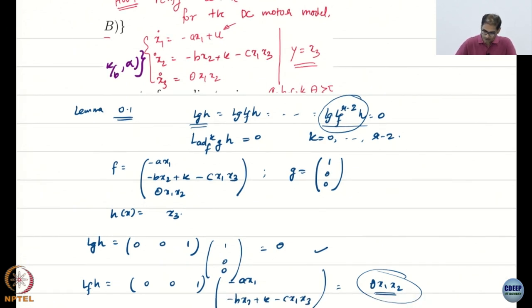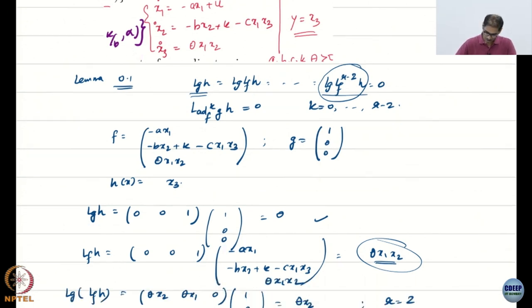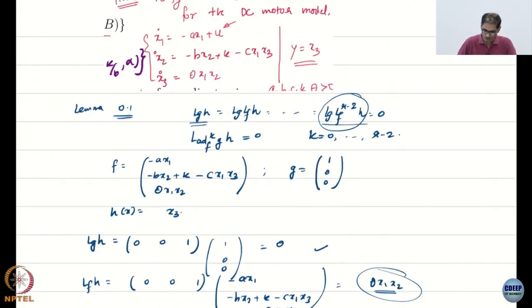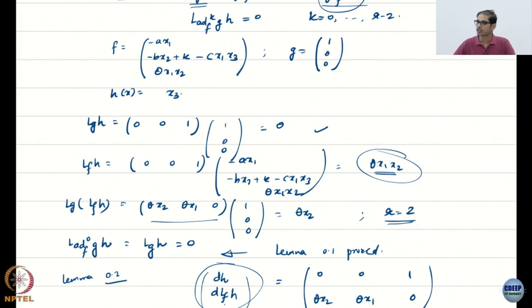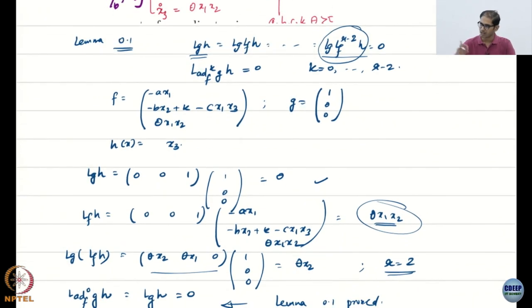First is this equality lemma, which is basically saying that this L_g L_f and L_g L_f all the way to L_g L_f^(r-2) h is 0, which means that you want to prove that L_ad_f^(r-2) g h is 0. That's what we did. Basically, it's easy to see that L_ad_f^k g is 0 in this case, because what does r turn out to be? What was the relative degree of the system? The relative degree was just 2. It was very simple.